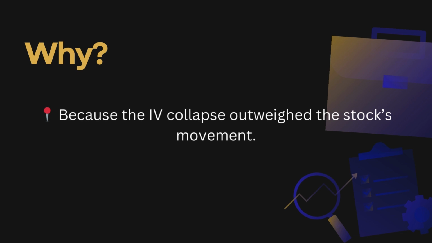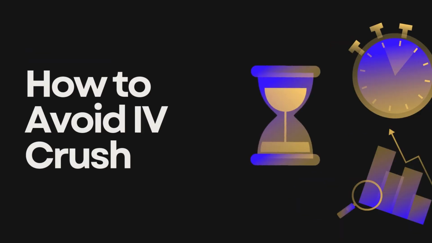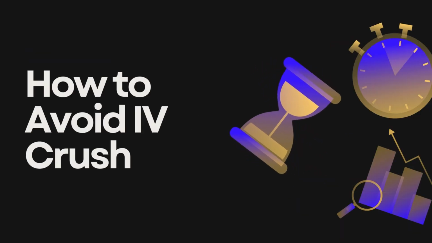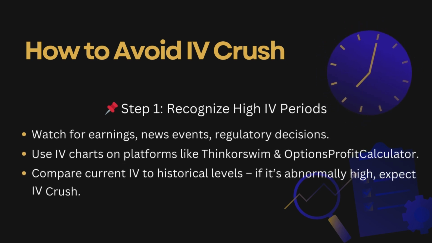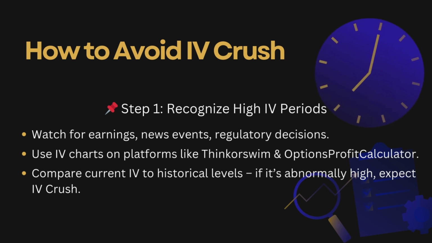How to avoid IV crush. To protect yourself, here's what you need to do. Step 1. Recognize high IV periods. Look for key events like earnings reports, major news, and product launches. Use IV charts on platforms like Thinkorswim or Options Profit Calculator. Compare current IV to historical IV. If it's much higher than normal, expect IV crush.